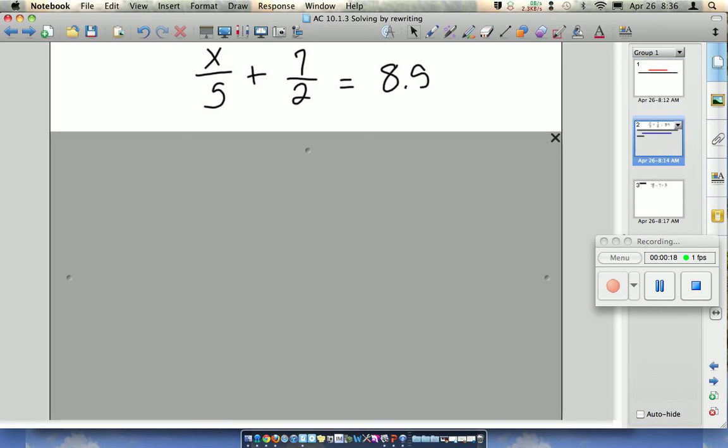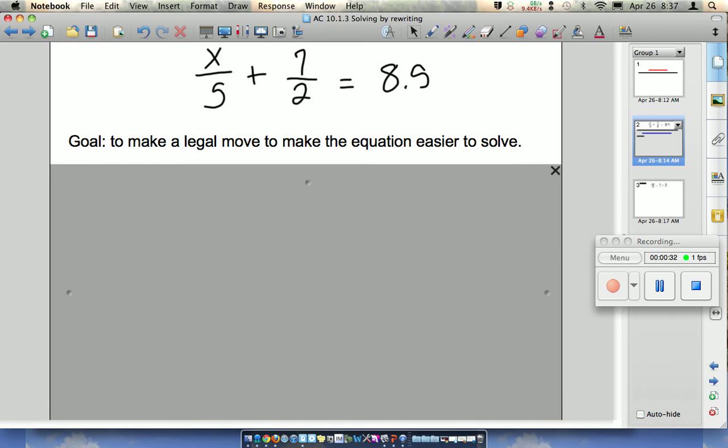So taking a look at the first example that's on your sheet, it's got lots going on. It's got fractions and it's got 8.5, a decimal. So we have two kind of dilemmas there. First, we're going to talk about getting rid of those fractions. So the ultimate goal here is to make a legal move to make the equation easier to solve.